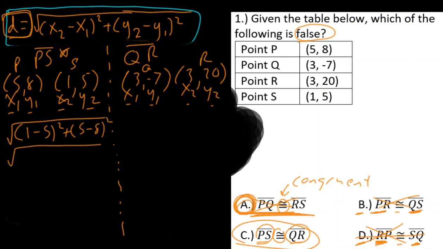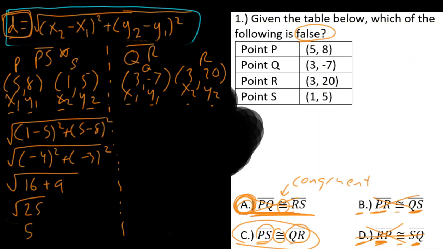Okay, working down, we have 1 minus 5, which is negative 4 squared, plus 5 minus 8, which is negative 3 squared. And here, negative 4 squared, that says negative 4 times negative 4. That's going to be positive 16, plus, and negative 3 squared is really negative 3 times negative 3, which is positive 9. And now I have the square root of 16 plus 9, which is the square root of 25. And the square root of 25 is 5. So our distance, this line segment, is actually 5 units long.